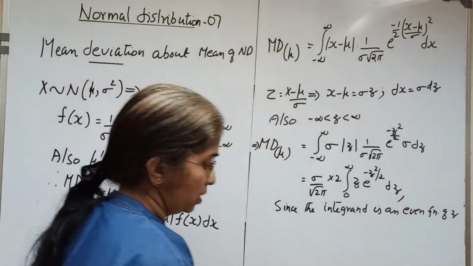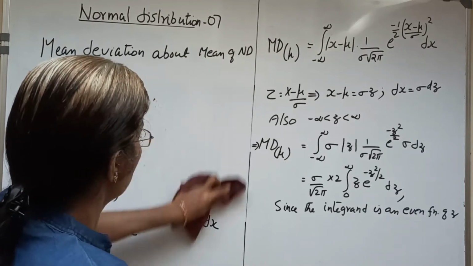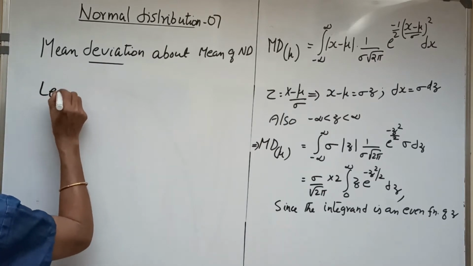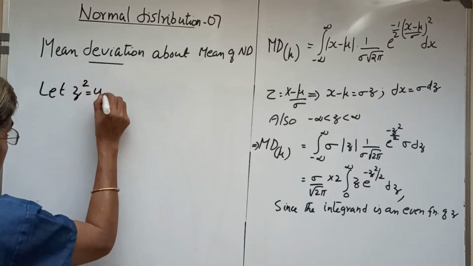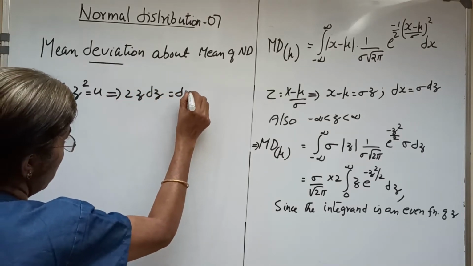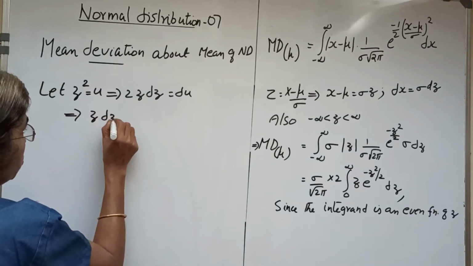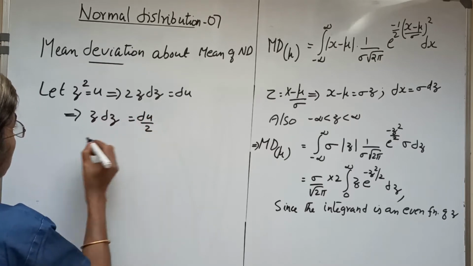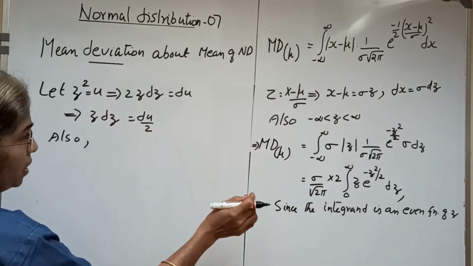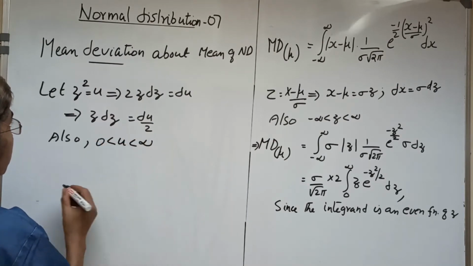Now we write the substitution z square equal to u. In order to proceed, let z square equal to u, which implies 2z dz equal to du, so z dz equal to du by 2. Also, what about the limit? As z square equal to u and z is from 0 to infinity, 0 less than u less than infinity.